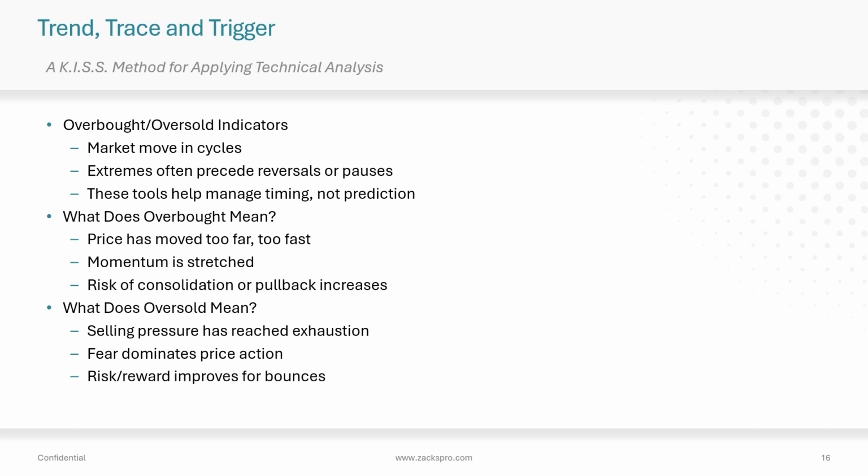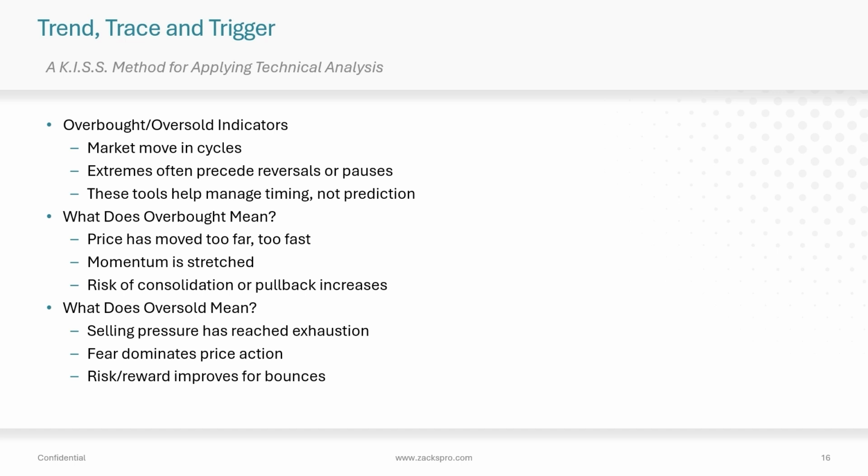So these tools help manage timing, not prediction. And again, that's something that we talked about in the beginning. This isn't about pinpointing on a map where the car is going. It's about, did the guy just drop the hammer on the gas pedal and are we starting to take off, right? So what does overbought mean?